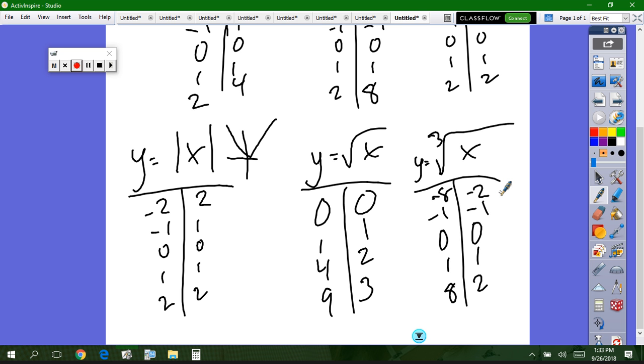Quadratic, cubic, linear, absolute value, square root, cube root. Okay, those are the family.